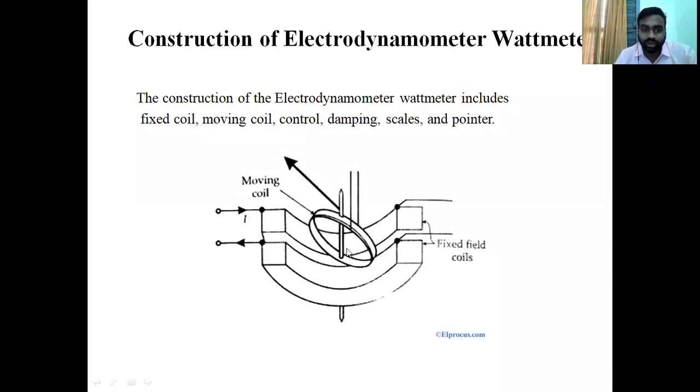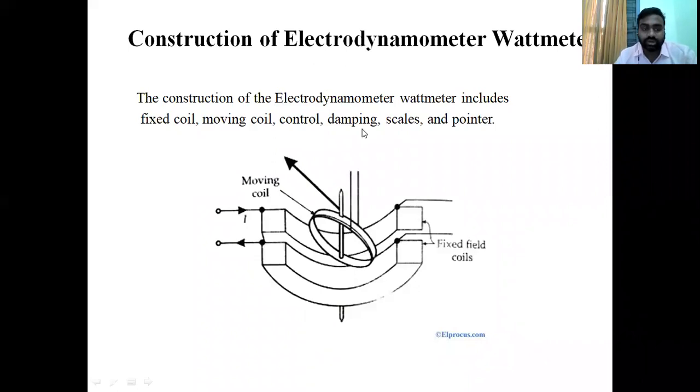So the pressure coil or moving coil is connected in parallel to the applied voltage. The current flowing in the fixed coil is proportional to the voltage applied to the moving coil. The moving coil is controlled with the help of a spring, and the moving coil is connected to the spindle. This is a vertical spindle, and the vertical spindle is connected to a needle, and next here we can see the calibrated scale.